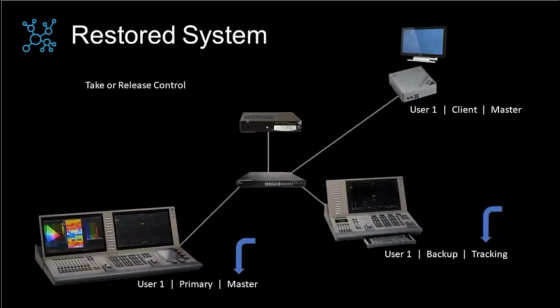So what will happen as soon as you assert control is the primary will download the show file and the current state from the backup, right? So it will take everything that's happening in the backup in its current state and download it to the primary. As soon as it receives that file, it turns into the master, it starts talking to the rig again, and it re-downloads the file to the backup and all of the clients, right? So it resynchronizes the whole system. Again, depending on the complexity of your system and how big your show file is, that could take a couple seconds.